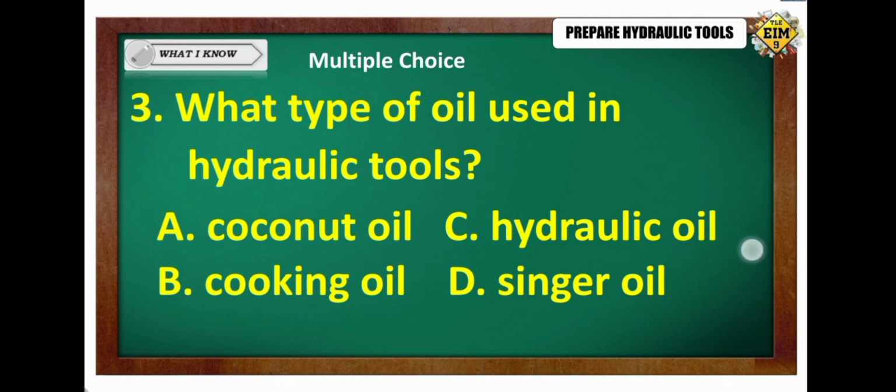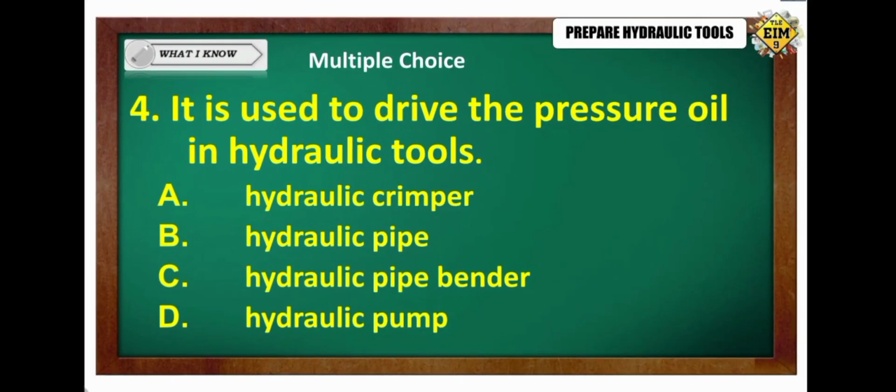And let's move to the 4th question. It is used to drive the pressure oil in hydraulic tools. A. Hydraulic crimper. B. Hydraulic pipe. C. Hydraulic pipe bender. D. Hydraulic pump. Choose the best answer, class.